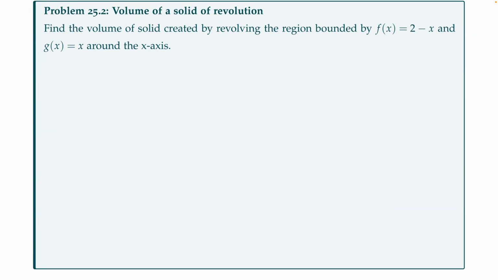So here we're told that we've got a region bounded by these two functions here and the x-axis. Or rather, we're going to rotate this around the x-axis, okay? So let's think about sketching these things, first of all. So what are we going to have here? Let's first of all sketch f of x is equal to 2 minus x. A lot of people have difficulty sketching graphs.